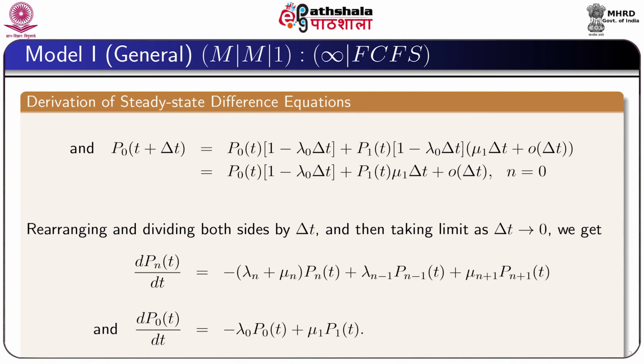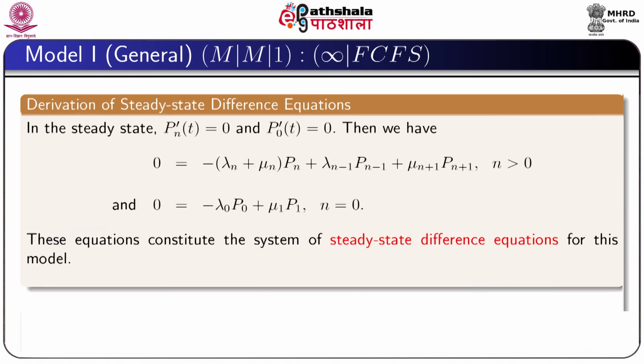Rearranging and dividing both sides by delta t and then taking the limit as delta t tends to 0, we get dP n(t)/dt equal to minus (lambda n plus mu n) whole into P n(t) plus lambda n minus 1 P n minus 1(t) plus mu n plus 1 into P n plus 1(t), and dP 0(t)/dt equal to minus lambda 0 P 0(t) plus mu 1 into P 1(t).